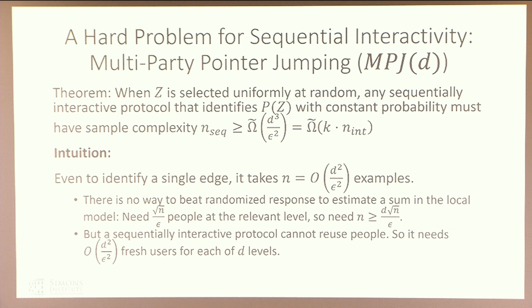But if you're sequentially interactive, you can't reuse people. After I've used everyone to answer the first question, I need a new sample to answer the second question, and a new sample to answer the third question. Okay, that's not a proof, but that's maybe the intuition for why this problem is hard for sequentially interactive mechanisms.